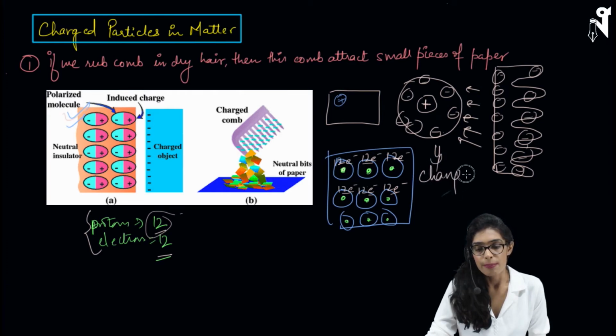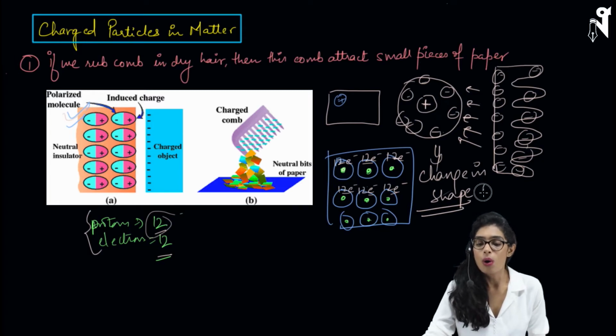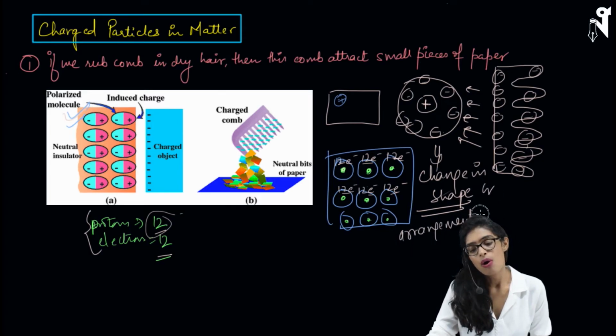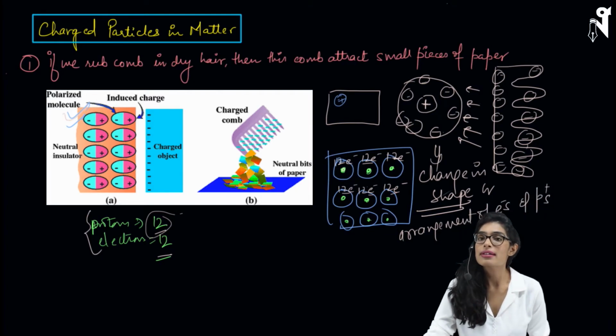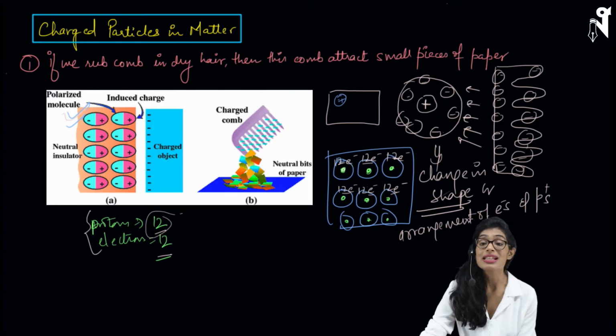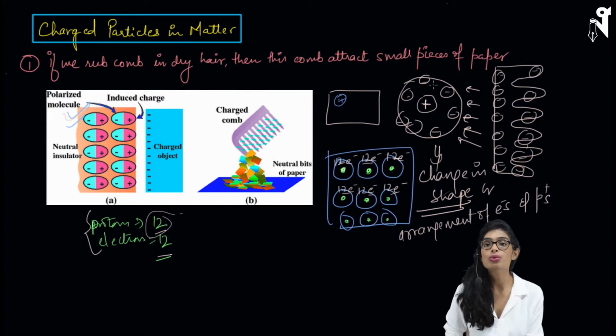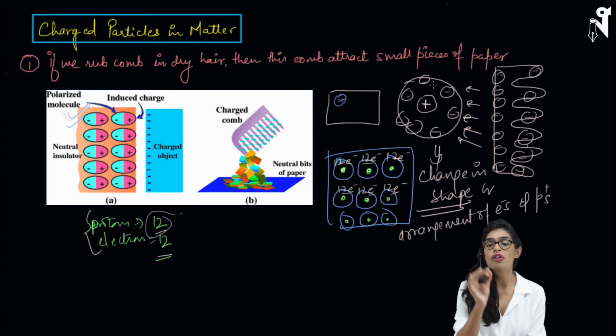Change in shape or arrangement of electrons and protons. E minus is electrons and P plus is protons. That is what is going to happen when this charged comb will come closer to the atoms of the piece of paper, the neutral atoms of the piece of paper.